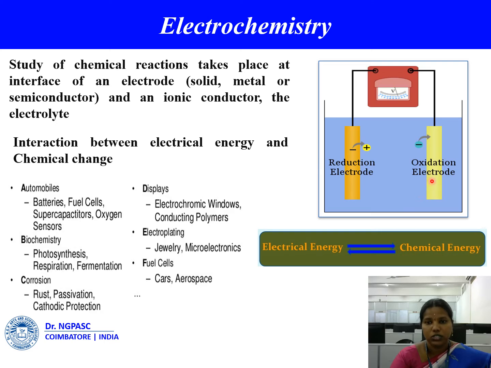Here you can see the two electrodes. One is the anode, another one is the cathode. At the anode, usually an oxidation reaction takes place and at the cathode, a reduction reaction takes place. So electrochemistry is also the conversion of electrical energy into chemical energy. We can witness the application of electrochemistry almost everywhere in our day-to-day life, starting from automobile industries to electroplating.